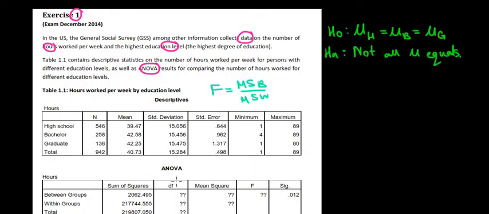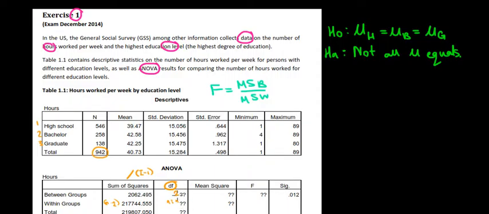Over here, what's missing is the degrees of freedom. So what are the degrees of freedom for variation between groups? Well, we have to take the number of groups minus 1. We have 3 groups, 1, 2, 3, minus 1, that's going to give us 2 degrees of freedom. Now we do the same for within the groups. To find the degrees of freedom here, we will have n minus I, so the number of observations minus the number of groups. We have 942 observations in total, minus 3 groups, that's 939 degrees of freedom.